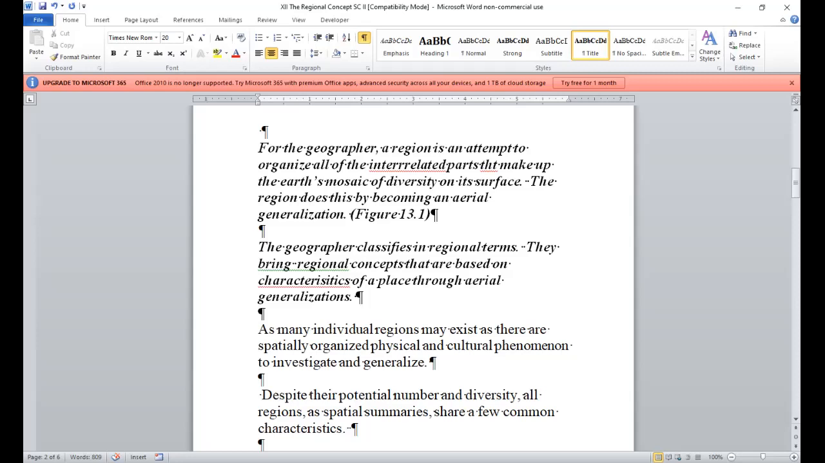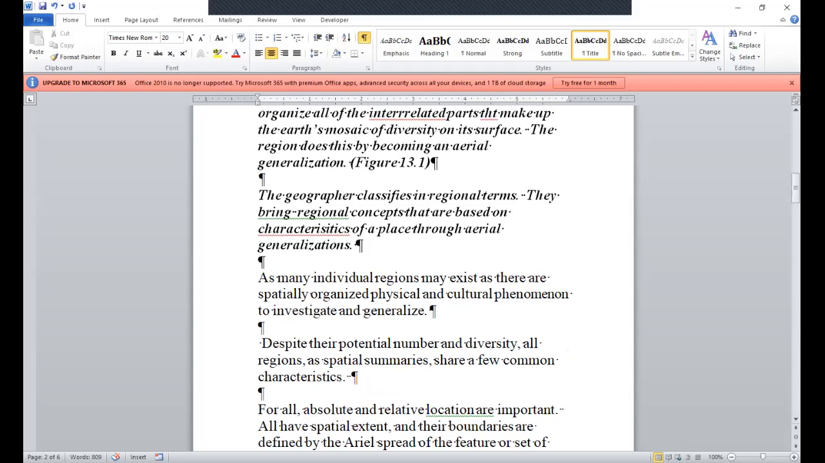Again, just setting up the next section here, as many individual regions may exist as there are spatially organized physical and cultural phenomena to investigate and generalize. And as I say here too, despite their potential number and all the diversity, all the regions are just basically spatial summaries that share a few common characteristics.